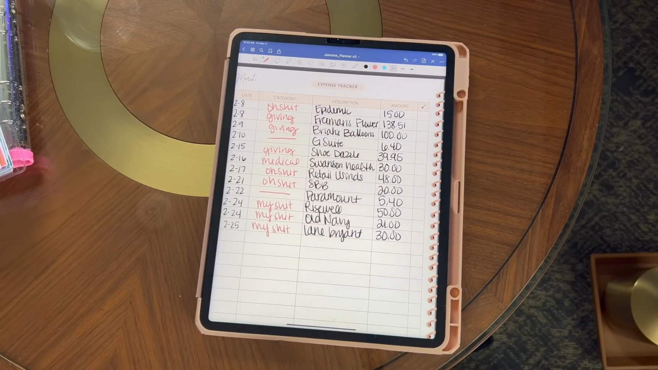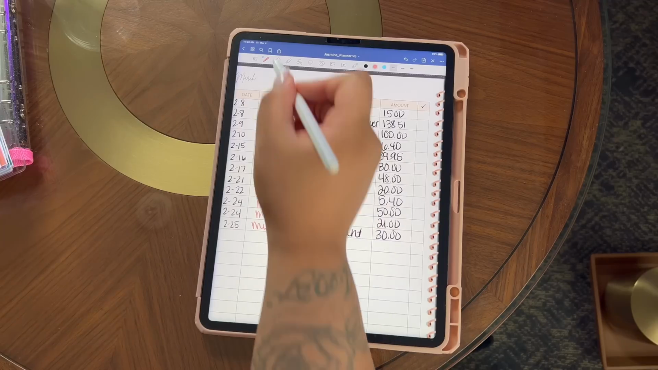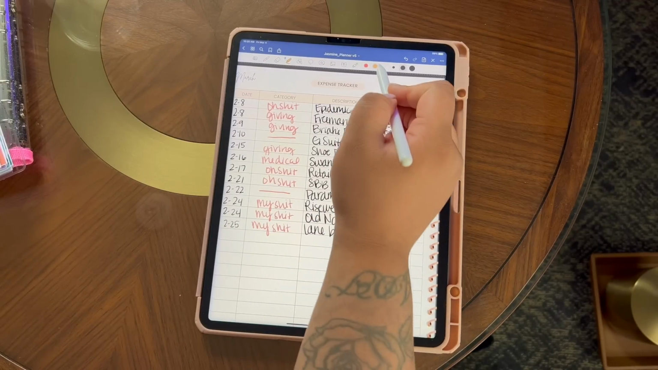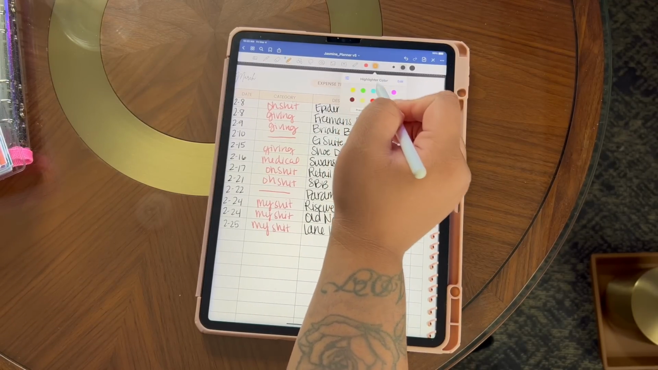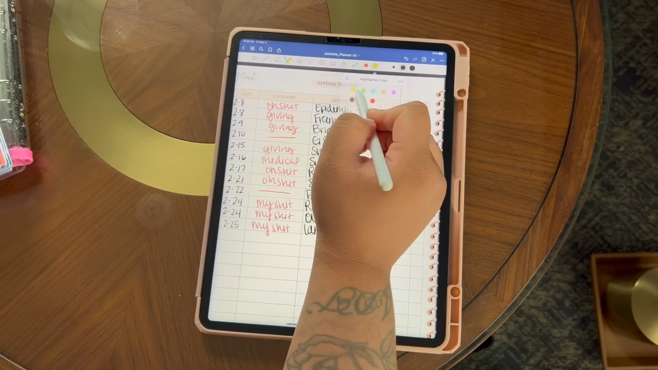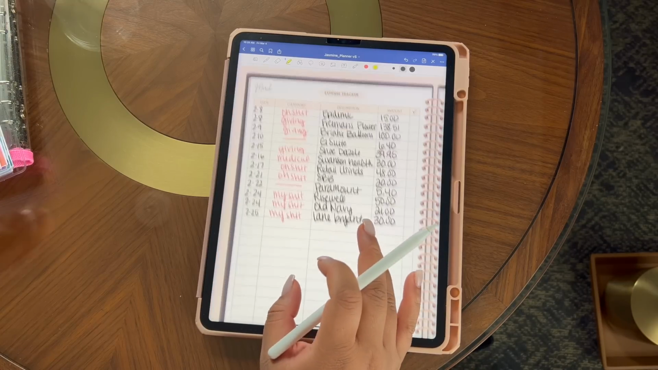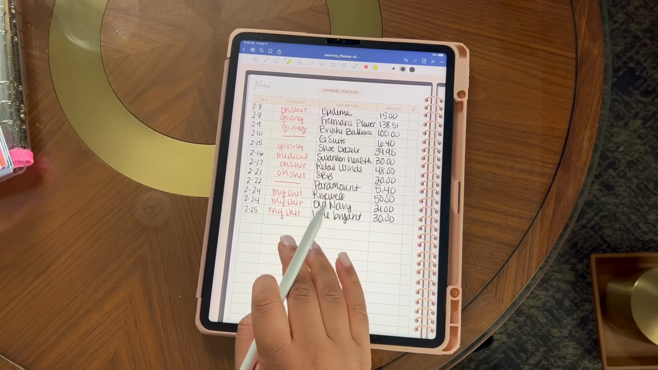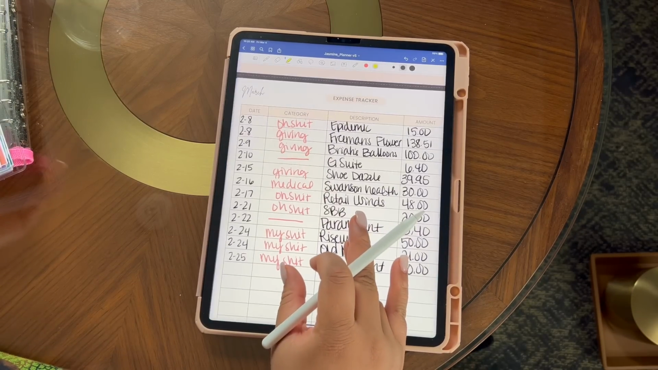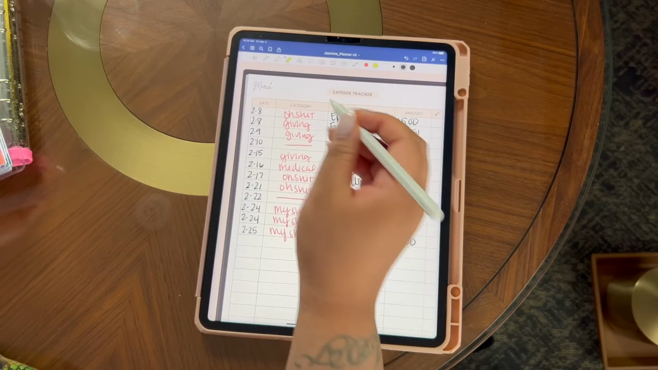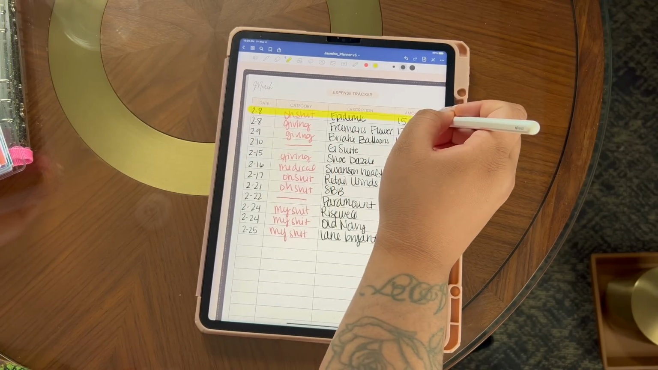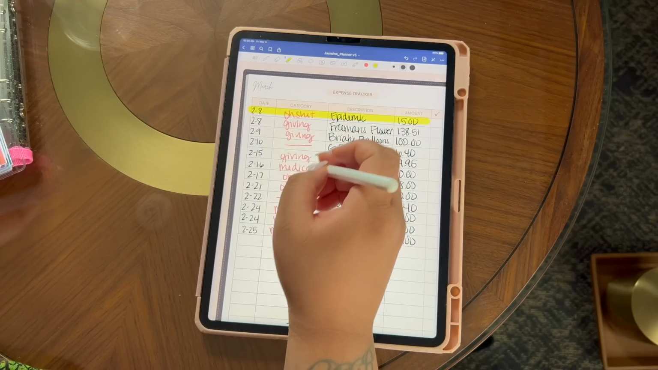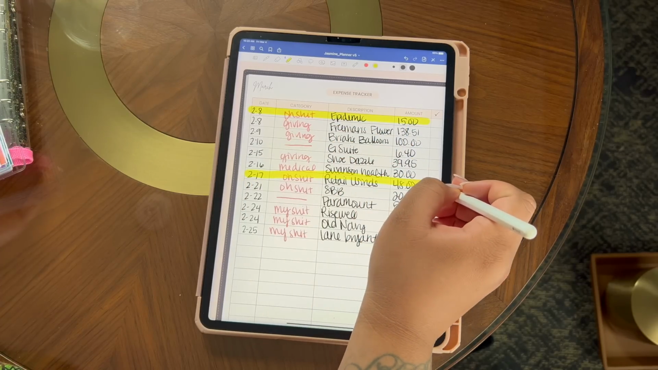Okay, so I've got everything categorized. I didn't really do a ton of spending this month with my cards, which is cool. And a lot of these are just miscellaneous expenses, so a lot of them will be coming out of the Oh Shoot Fund. So now next thing I'm going to do is go ahead and go through and highlight them by category, just to make sure that I keep everything together.